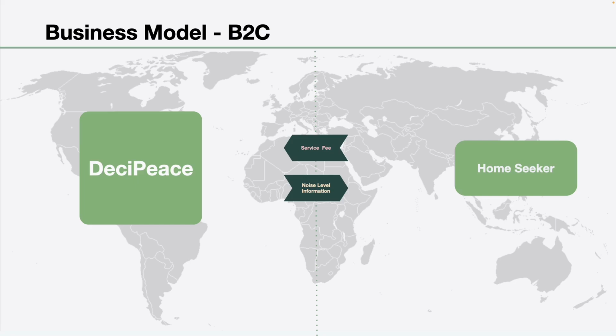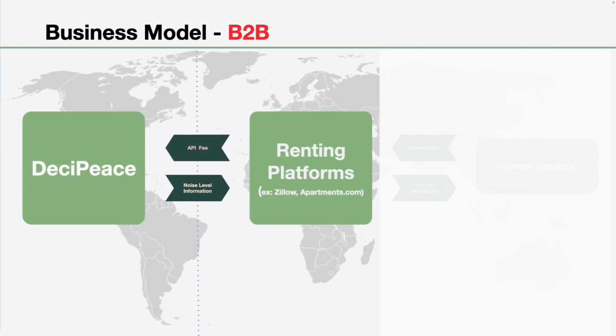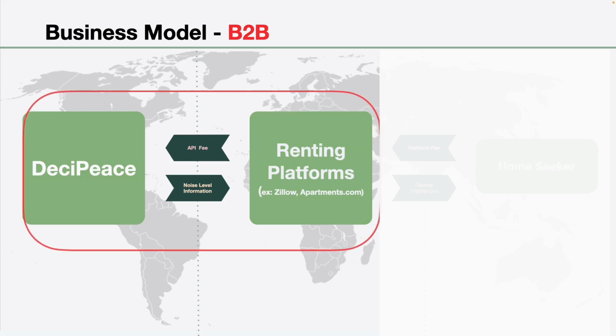What we found out is that a normal B2C business model would not work because none of the home seekers would actually pay for the service. What we did is transform the B2C model into a B2B model. We would like to work with renting platforms such as Zillow and Apartments.com. We would provide the noise level information, and in return they will pay for the API fees.